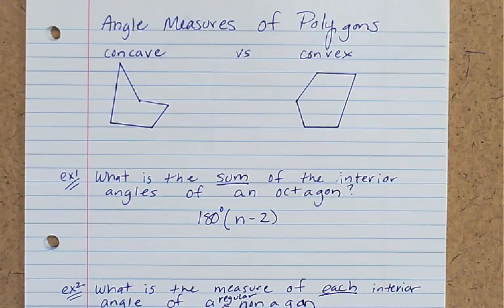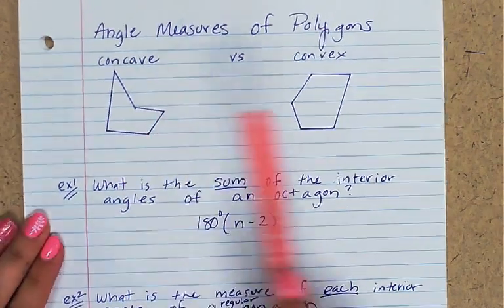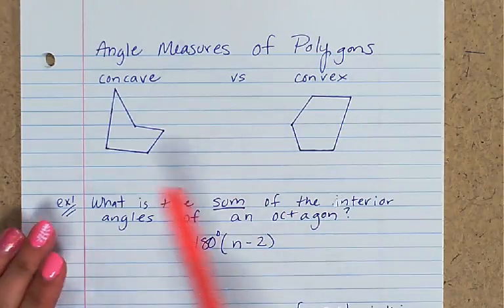This is a review of the Edgenuity lesson, Angle Measures of Polygons. So first in Edgenuity, they talk about the difference between being concave and convex polygons.